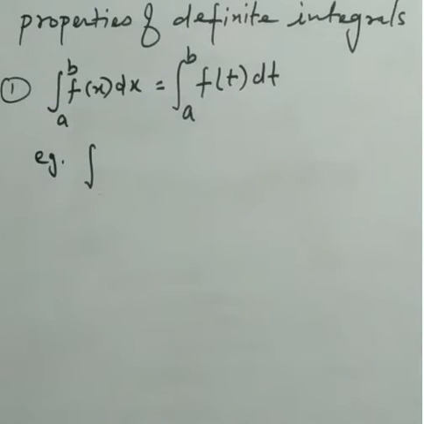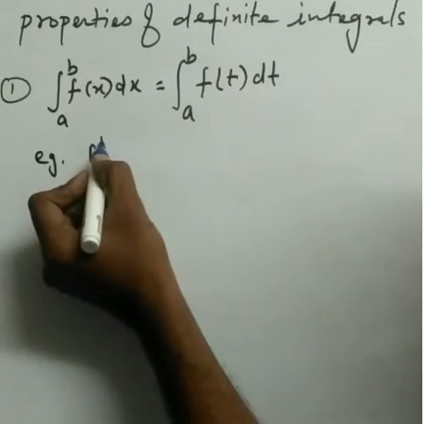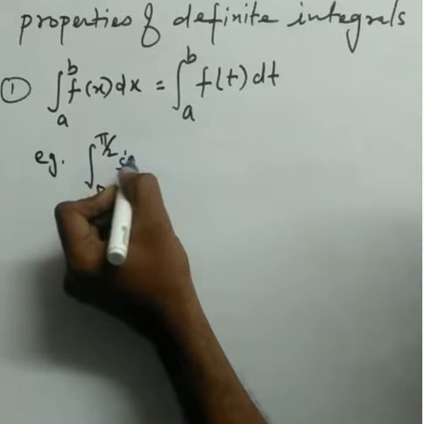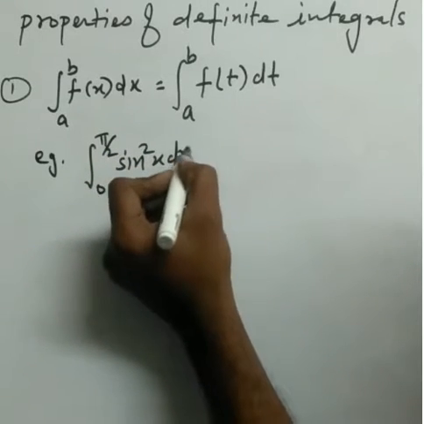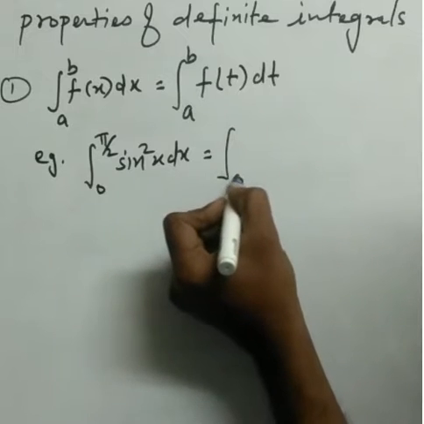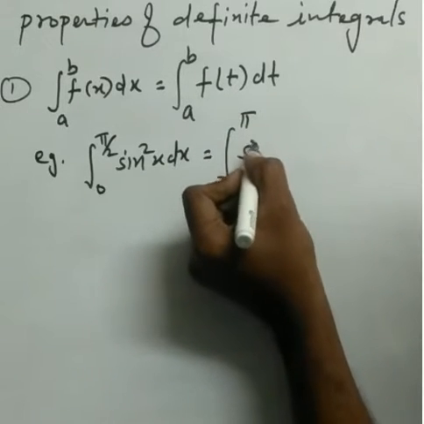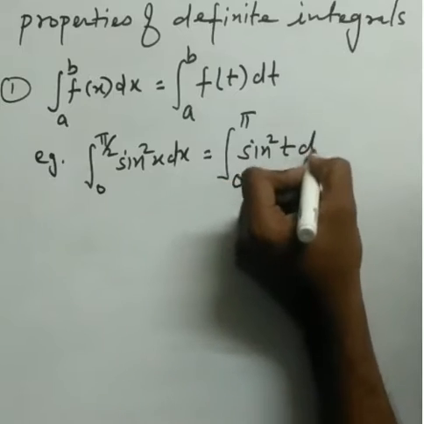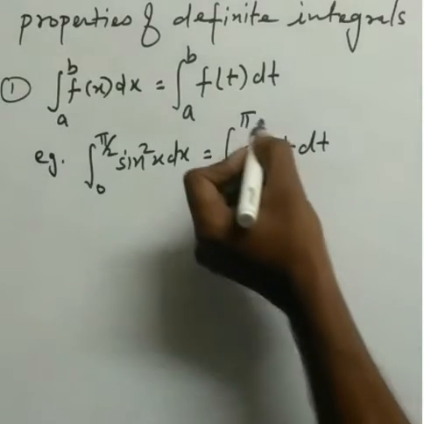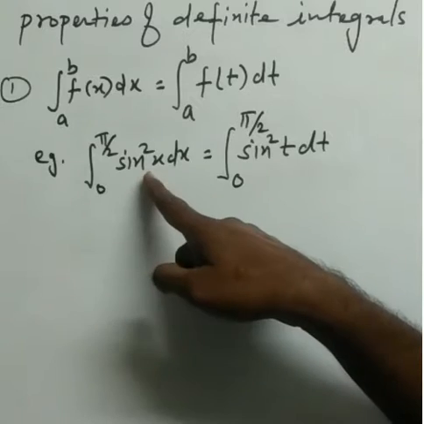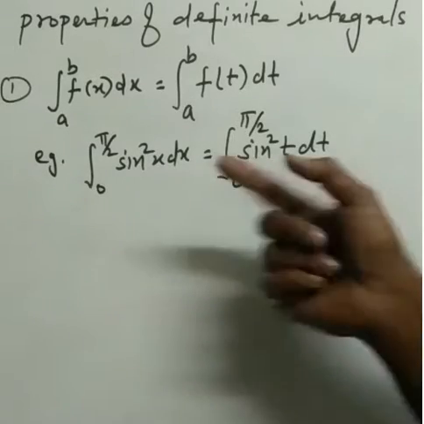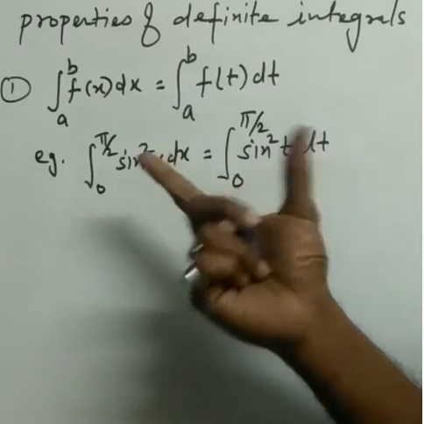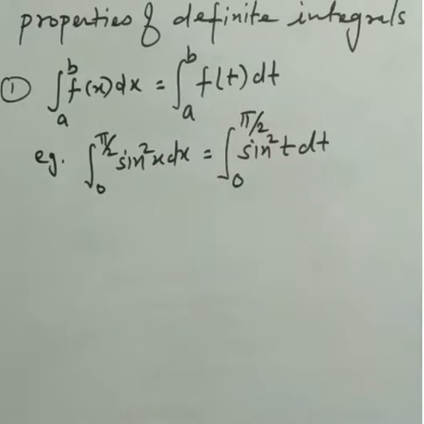integration of 0 to pi by 2 sine square of x dx is equal to integration of 0 to pi by 2 sine square of t dt. Whether we have sine square of x or sine square of t, only the variable is changing. Remaining things are the same. Then the value of both the integrations will be the same. This is the first property of the definite integrals.